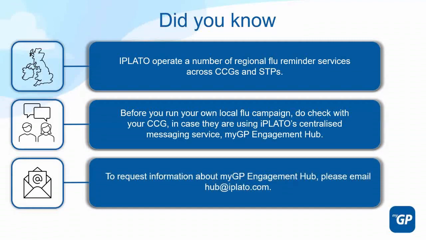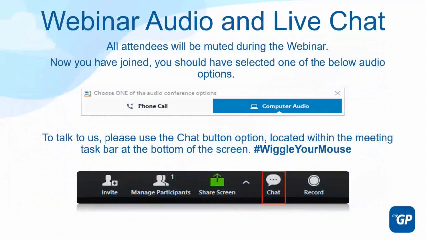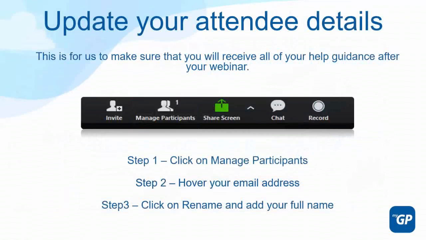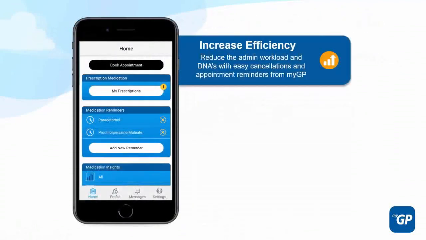And also, as you can see on the screen here, we can see that you have a chat function. If you haven't seen this already, wiggle your mouse on the screen and you will be able to see the chat function button. Click on that and you'll be able to open up the chat. To rename yourself, we have our Manage Participants page as well. You can click on the Manage Participants as indicated on the slide here, hover over your email address or login name, and click on Rename to enter your full name for us. That would be fantastic. Thank you.